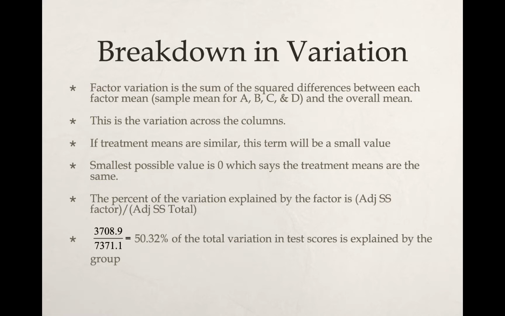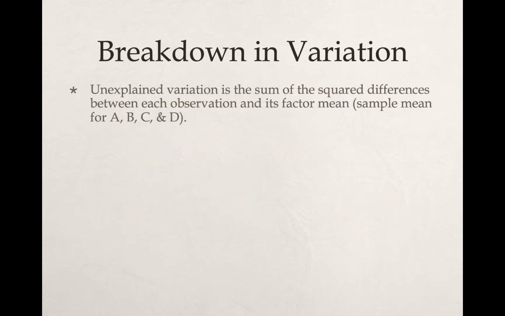So again, you don't have to worry about calculating this quotient. You just need to make sure you've got your effect size, or eta squared, checked, and that's going to give you the percent of the total variation in test scores, or in the dependent variable, explained by the factor. So what's left? That was the residual.